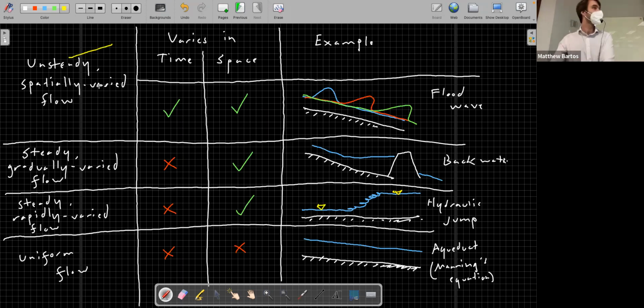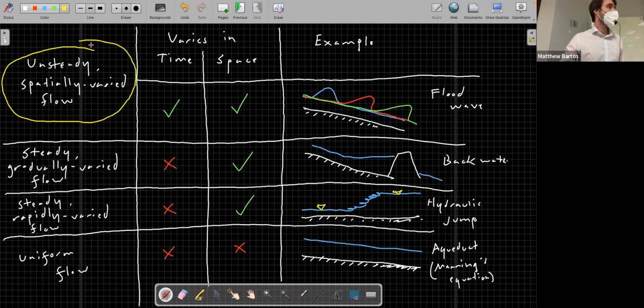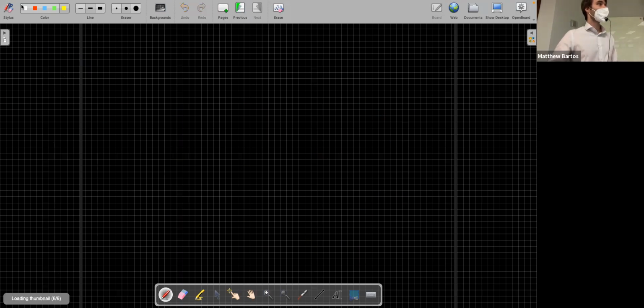Okay. What I want to talk about next is this most general case, the case of unsteady, spatially varied flow. And I want to talk about it for a couple reasons. We're going to be looking specifically at the case of unsteady flow.